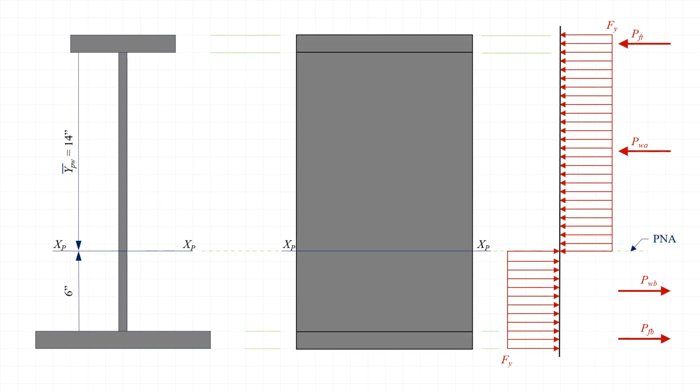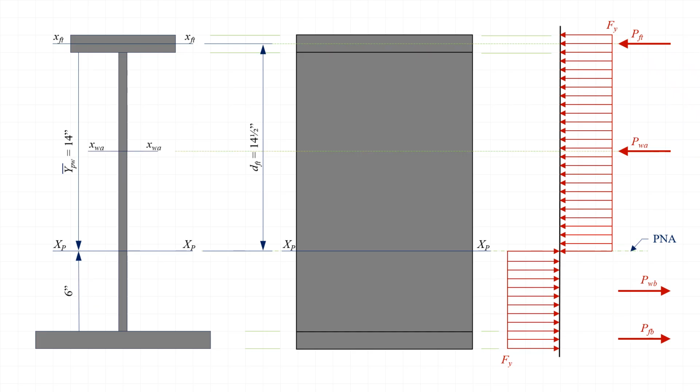Returning to our sketch of the plastic stress distribution, we can add those dimensions to the cross-section now. First, we recognize that since the force resultants acting in the top flange represent a uniform stress block, its line of action passes through the centroid of the flange, which is located 14.5 inches above the plastic neutral axis.